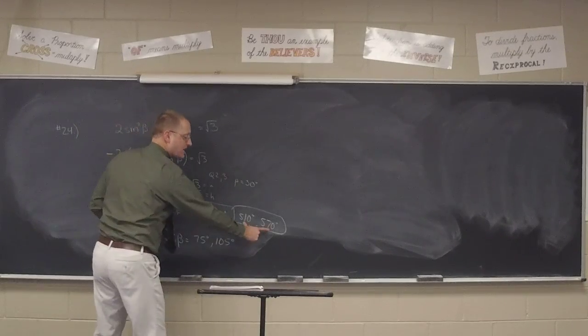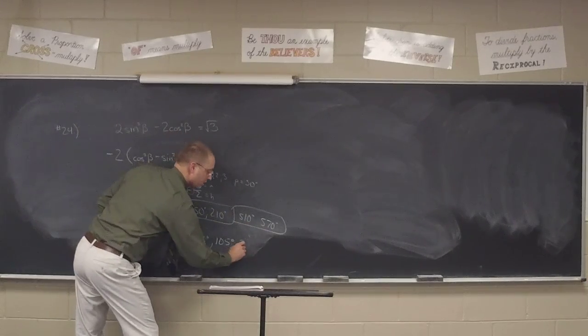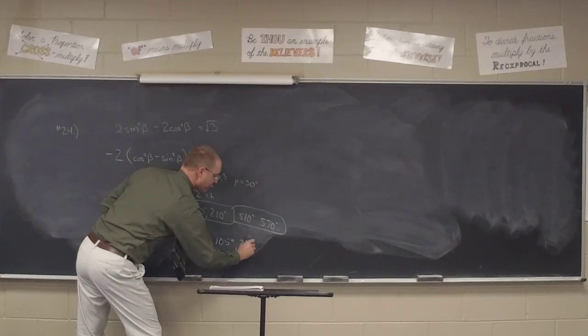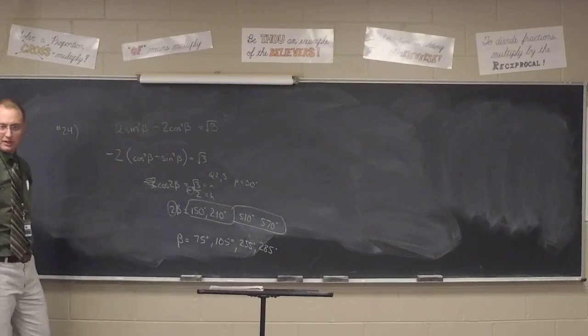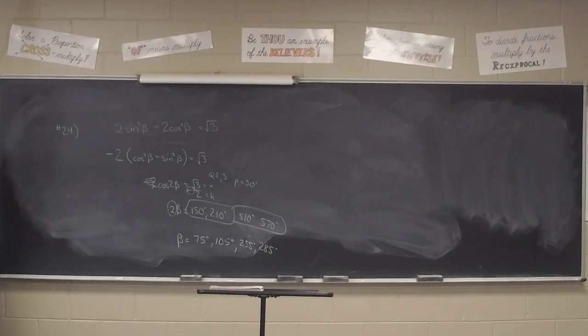I've divided these by 2. Now I'm going to divide these by 2 to get 255 and 285. And there's the other 2 answers. Does that make sense? I want you to write this in your notes.